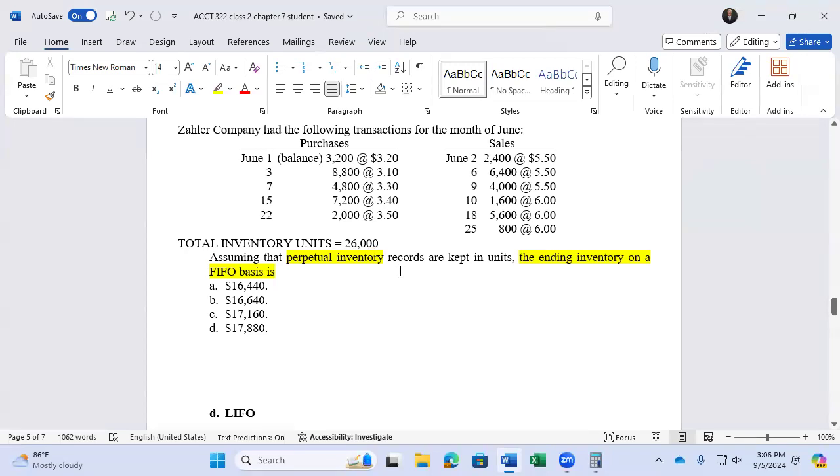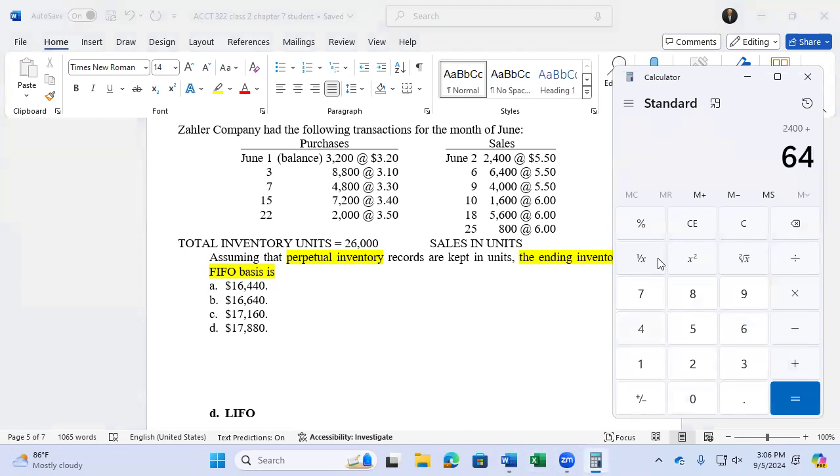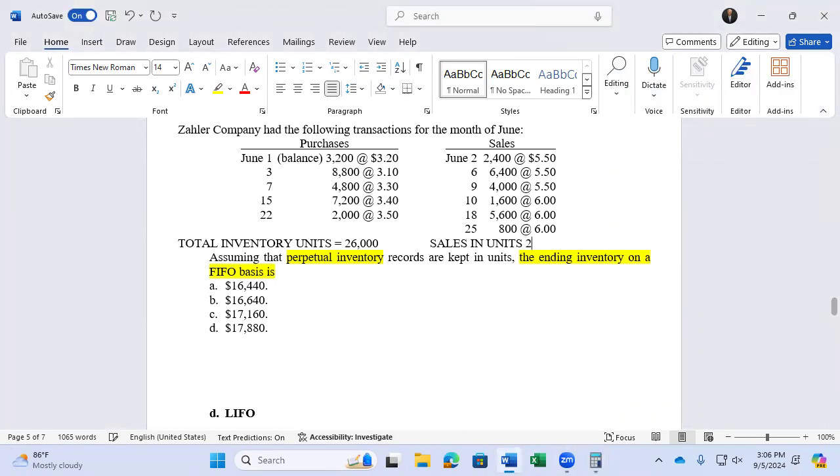And our sales in units? 2,400 plus 6,400, 1,600 plus 5,600 plus 800. So I get 20,800. Now, if this was periodic, I'd just be taking the costs from the first in, first out, but because this is perpetual, I have to figure out how much is gone.